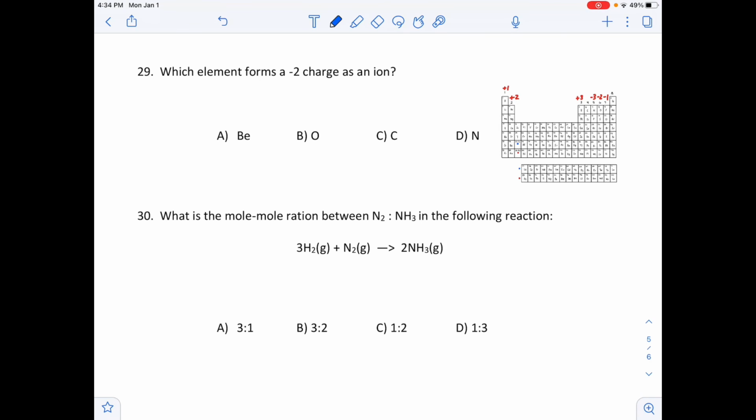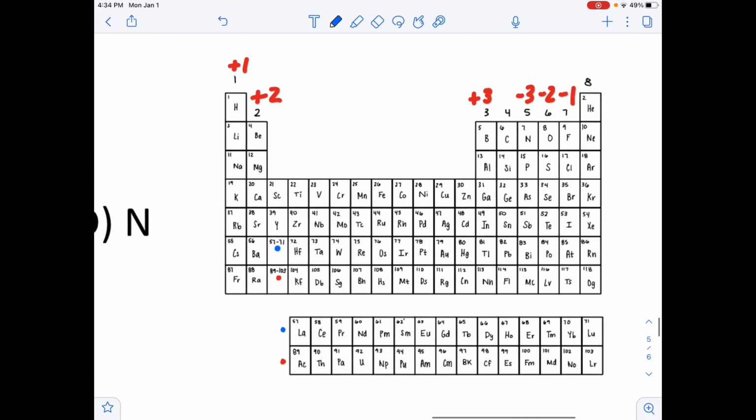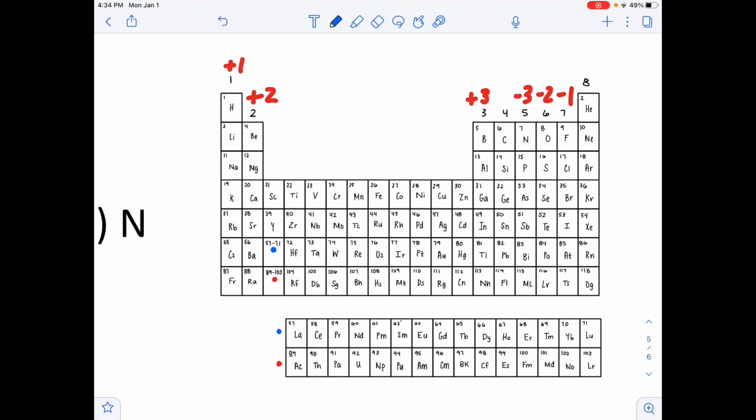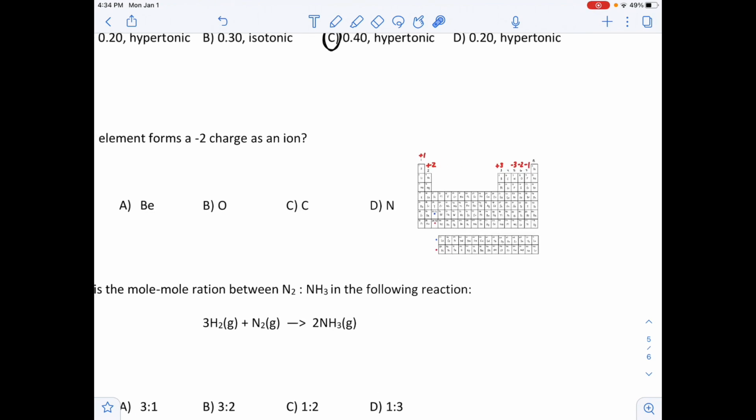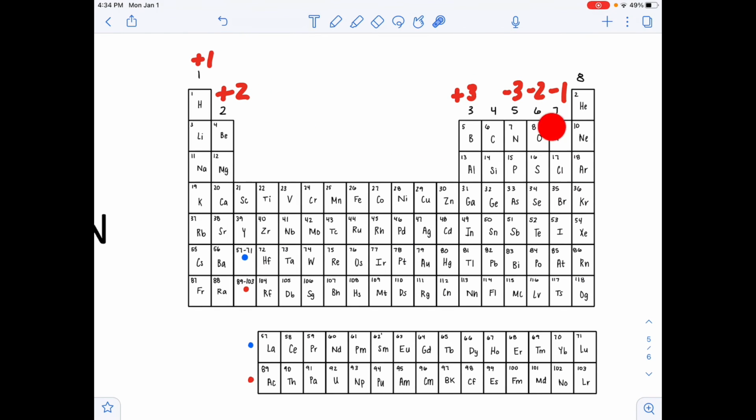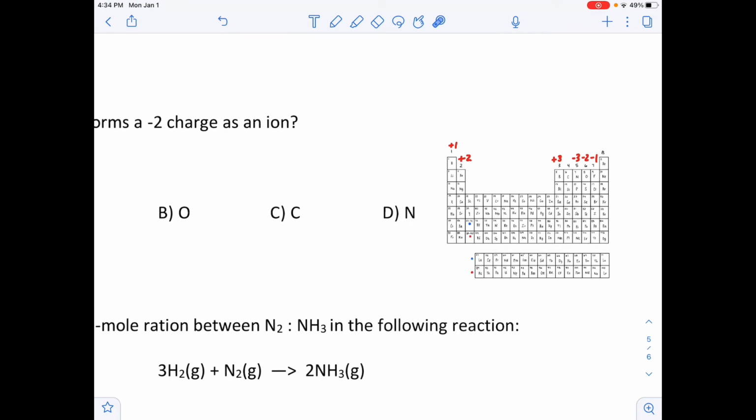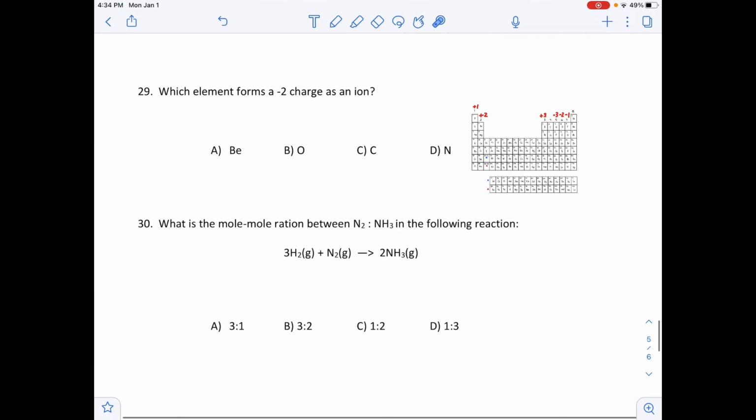So for question 29, it asks which element forms a -2 charge as an ion. So when we look at our periodic table, our first option choice is beryllium. So when we go here and we look for beryllium, we see that it's right here. And this column has a charge of +2, so that would not make any sense. Our next choice is oxygen. And oxygen is right here, and that column has a charge of -2. So we don't even have to look at the other options because oxygen is our correct answer.